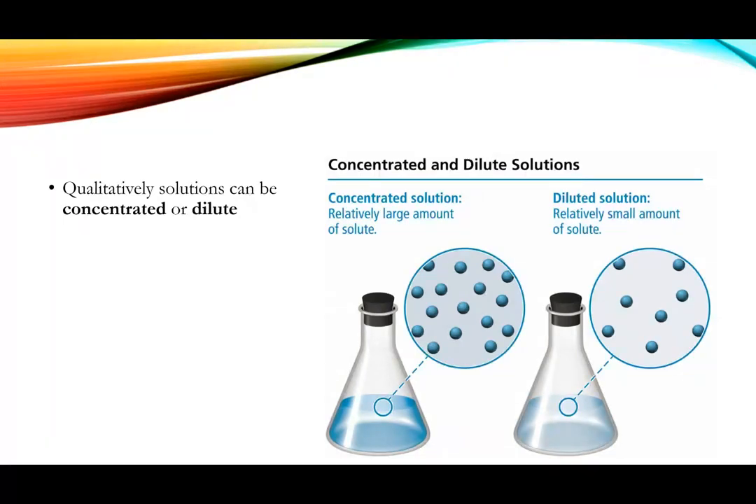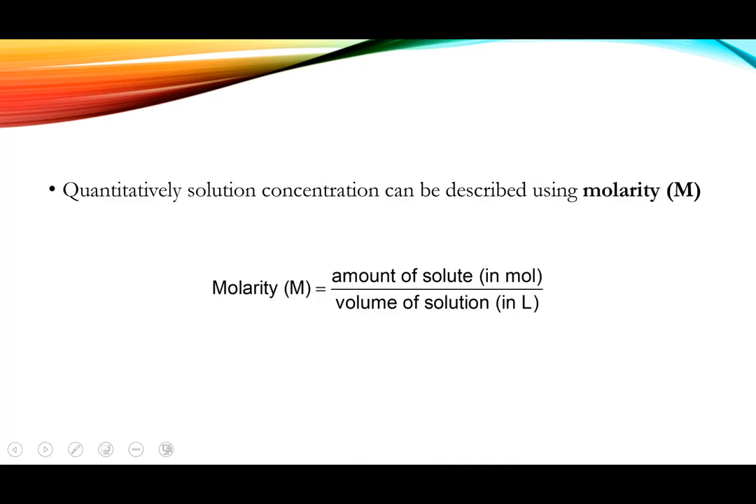And in chemistry, we most of the time need a more quantitative way to describe solutions, and so we use molarity. The formula for molarity is the amount of solute in moles over the volume of the total solution in liters. So a simpler way to write that, molarity is moles over liters.